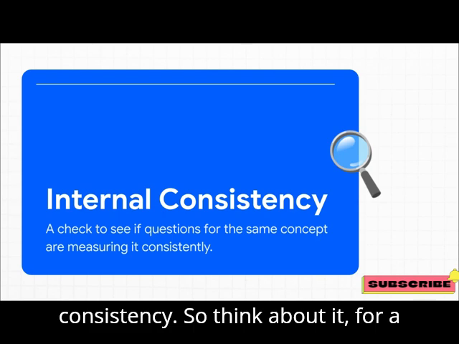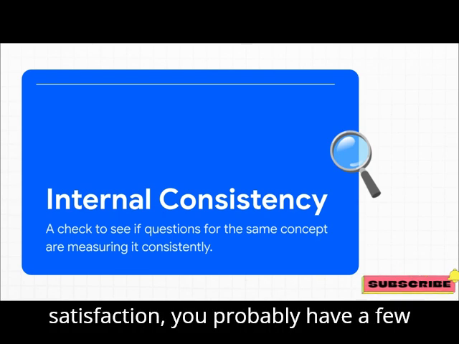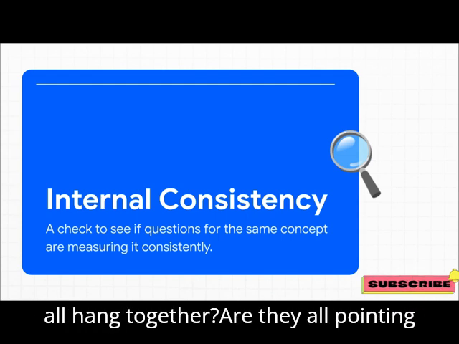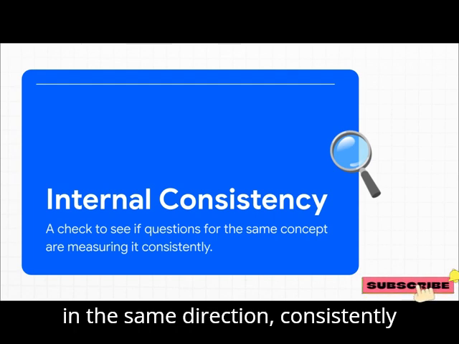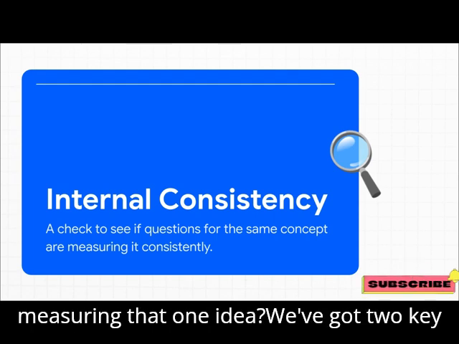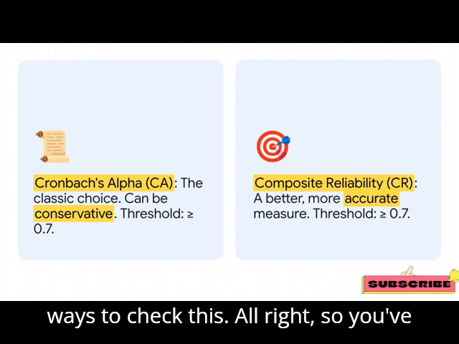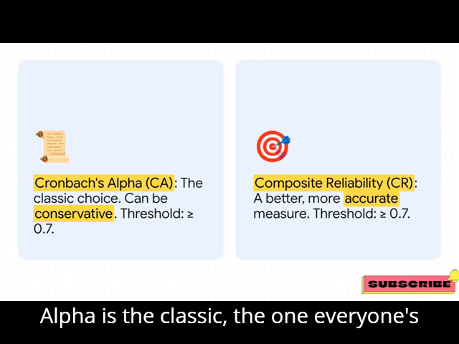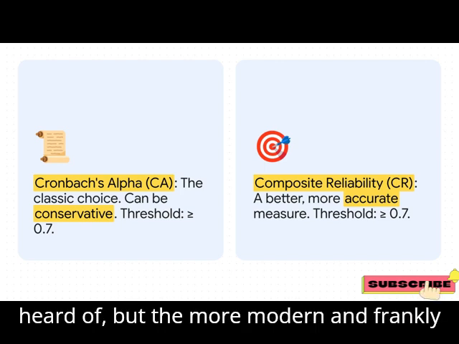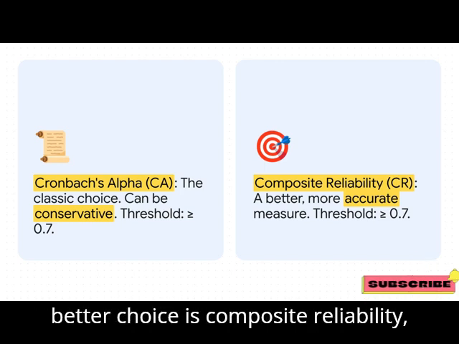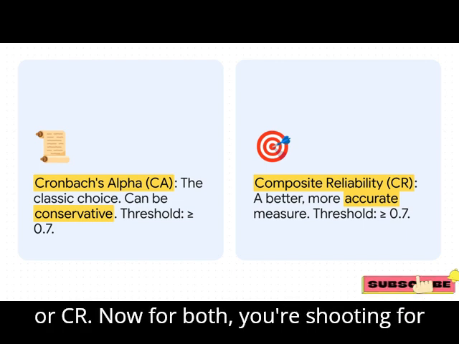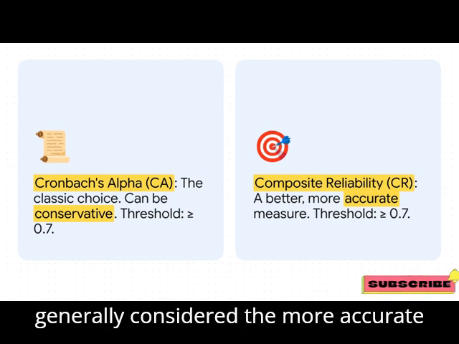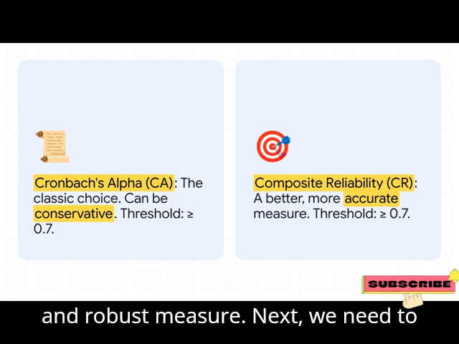So think about it. For a single concept like customer satisfaction, you probably have a few different questions. Do those questions all hang together? Are they all pointing in the same direction, consistently measuring that one idea? We've got two key ways to check this. Cronbach's Alpha is the classic, the one everyone's heard of, but the more modern and frankly better choice is Composite Reliability, or CR. For both, you're shooting for a score of 0.7 or higher, but CR is generally considered the more accurate and robust measure.